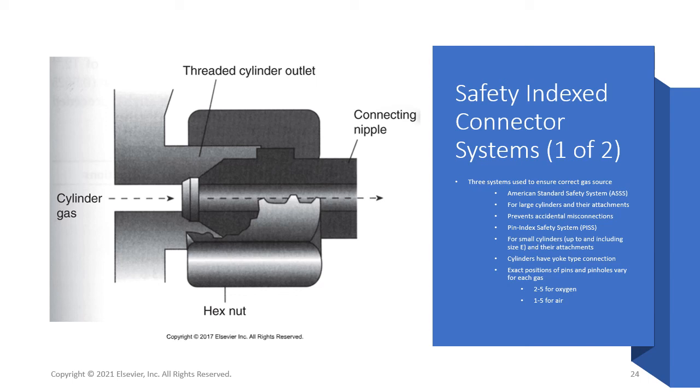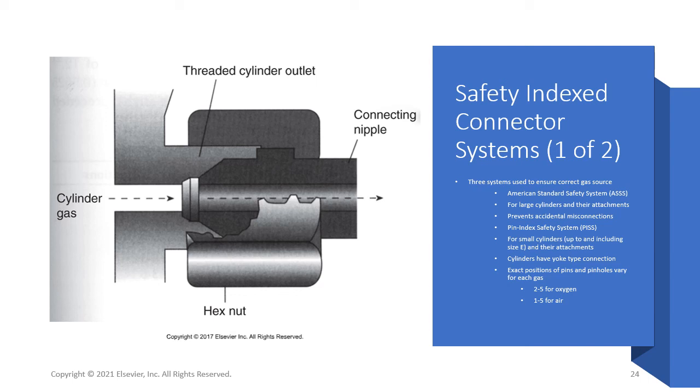Specifications exist for more than 60 different gases and gas mixtures. Pictured here is a typical American Standard Safety System connection used to attach a reducing valve to a large high-pressure cylinder.